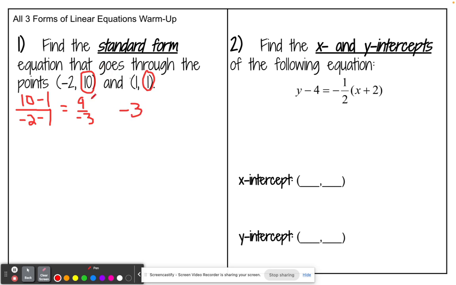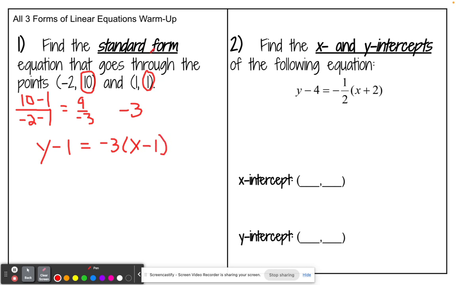Now, since I have points and I have a slope, point-slope form is the easiest thing to do. So, if I want to do that, I would say y minus, and I can use either point. I'm going to use 1, because I like ones. y - 1 equals my slope, -3, times (x - 1).